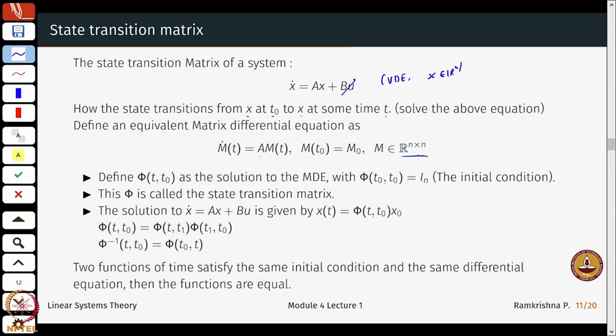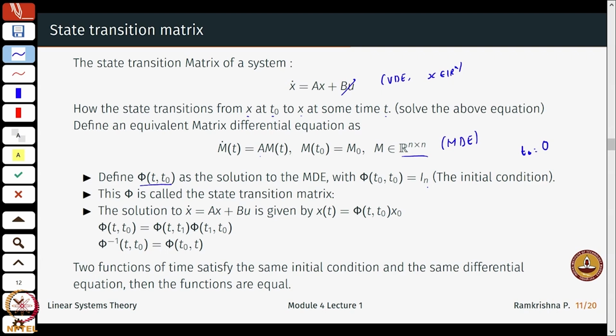Okay, so let me start with this matrix differential equation. Let me define phi of t comma t naught as the solution to this matrix differential equation with the initial condition being the identity. I am just using an arbitrary time as my initial condition, even though t naught can also be equal to 0. To make computations easy, in many cases I will assume that t naught is equal to 0, even though nothing changes in generality. So this matrix phi is called the state transition matrix.